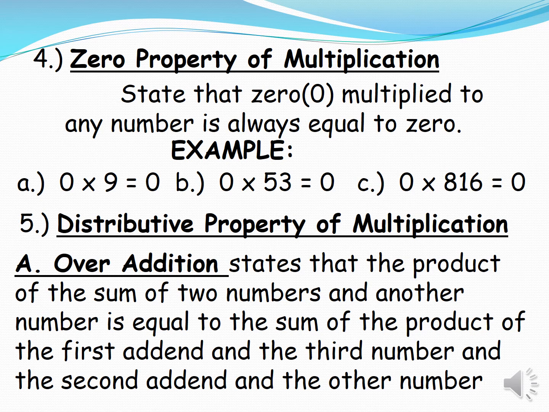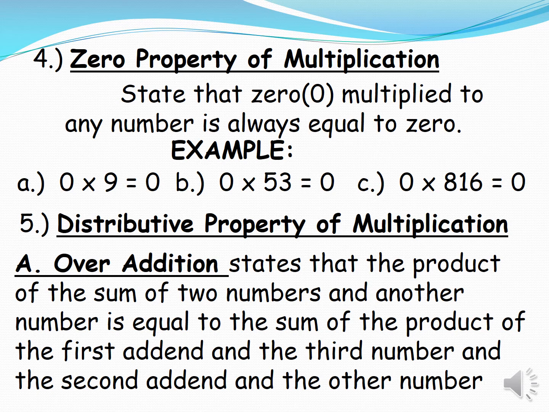Number 4. Zero property of multiplication states that 0 multiplied to any number is always equal to 0. Example, letter A. 0 times 9 is equal to 0. Letter B. 0 times 53 is equal to 0. Letter C. 0 times 816 is equal to 0.